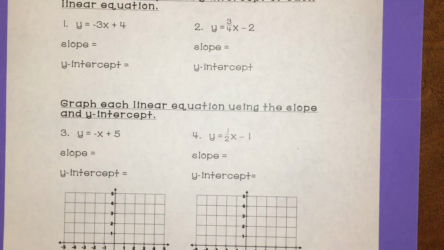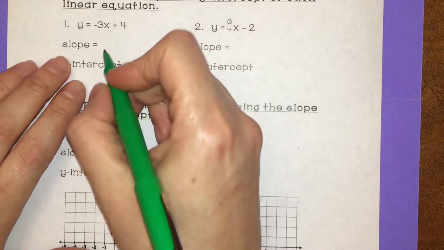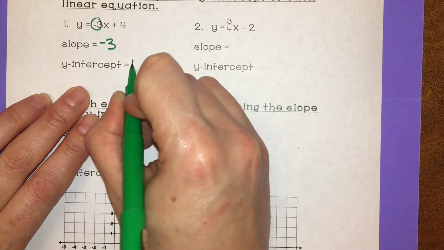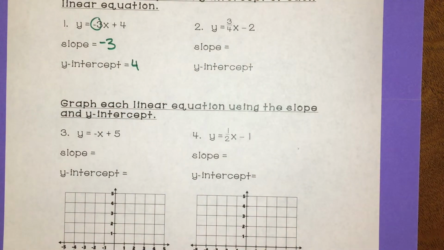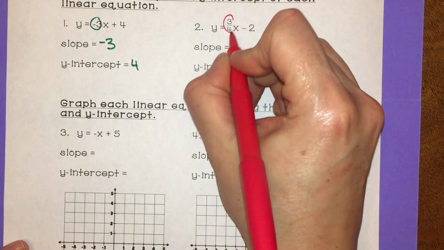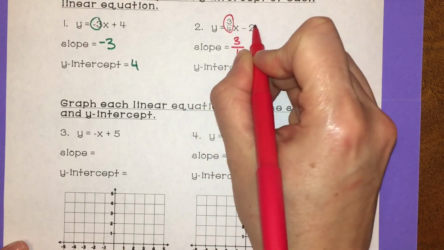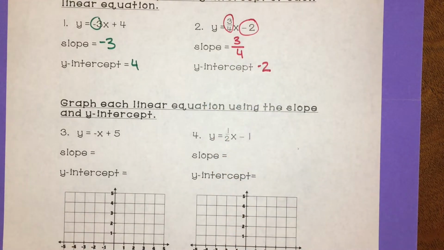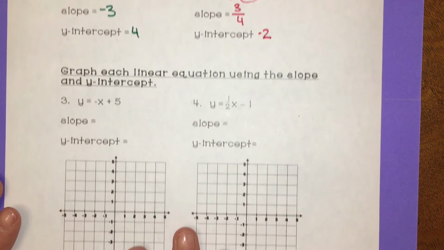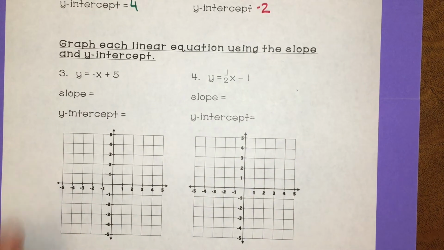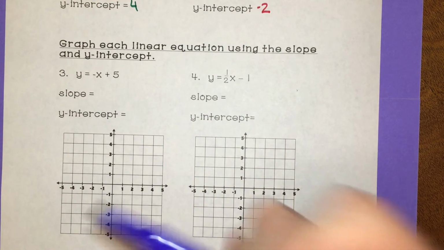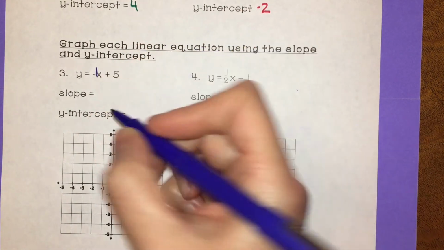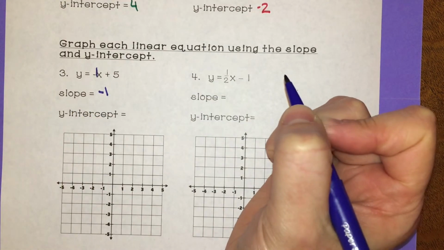All right, so if you're ready for the answers, the first one, our slope is -3, y-intercept is +4. Number 2, the slope is 3/4. Y-intercept is -2 because there's that -2. Don't forget that minus has to come over as a negative. All right, then we have slope of number 3. We have a -x, meaning there's actually a -1x. So the slope is -1.